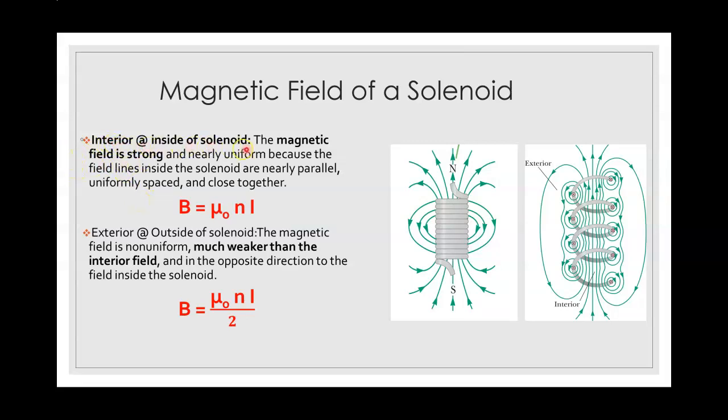Okay, interior, yang inilah yang saya terangkan tadi. So we can define the magnetic field. Magnetic field di dalam solenoid itu sebagai B equals mu naught times n times I. For the exterior pula adalah B equals mu naught times n times I over 2. Yang ni kita cerita tadi lah sebab kenapa.